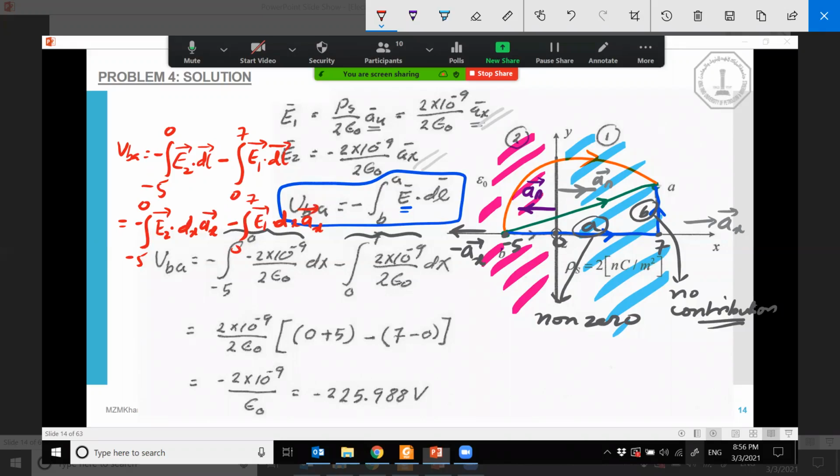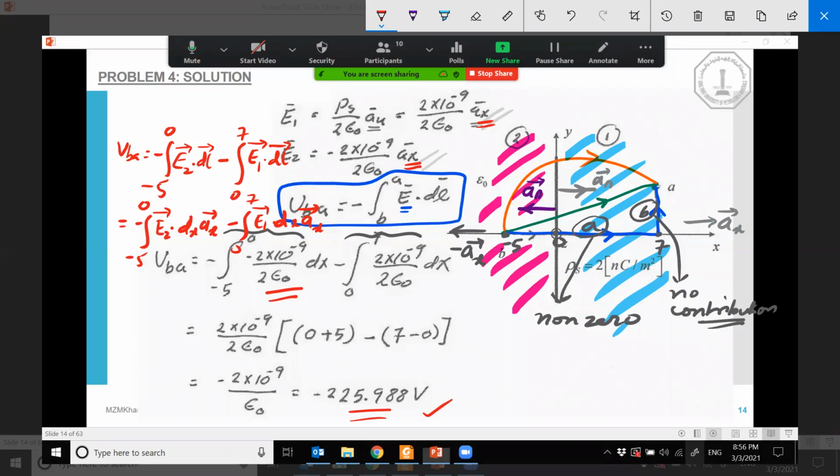So E2 is already along the ax direction, E1 is already along the ax direction, so ax dot ax will become 1. So it is simply the magnitude of E2 multiplied by dx, which is here, and simply the magnitude of E1 multiplied by dx, which is here. And then you just simplify it and you will get the answers. So this is how you can apply the idea to find the potential difference. And you need to just identify the correct path to move.